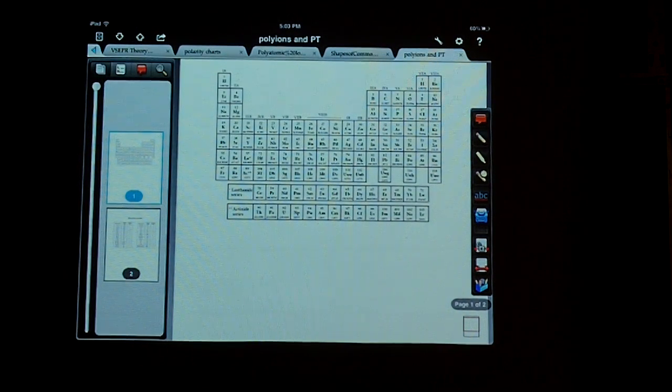Right, we're going to talk about polarity. To start with, I just want to quickly review the two types of bonds that we have worked with. We started with ionic bonds. To have an ionic bond, we had to have a metal.